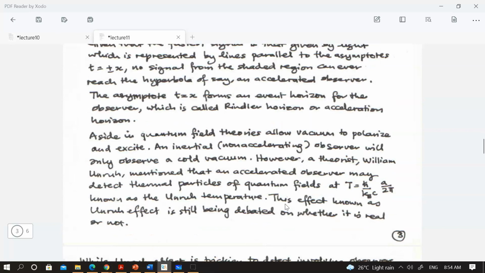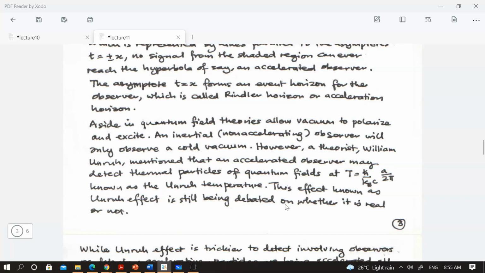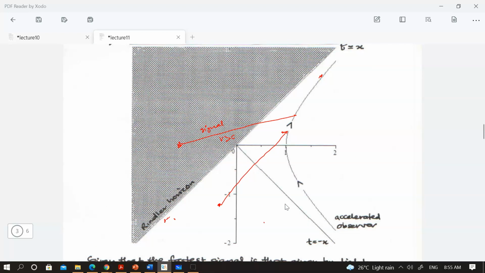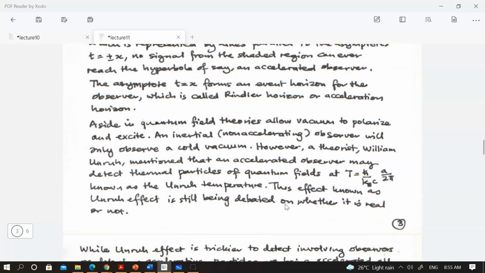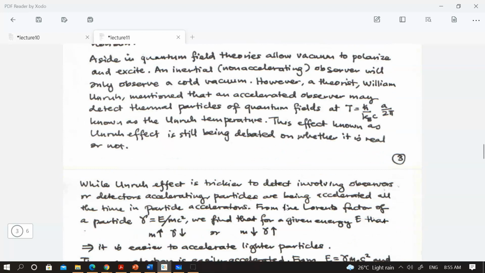What else? Let me just finish this off if you don't mind. The other thing I can think of is an observer here accelerating in this manner, and the accelerated observer can feel changes with respect to what an inertial observer sees. An inertial observer, a non-accelerating observer here, will always see a cold vacuum.